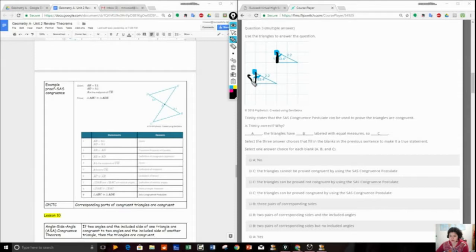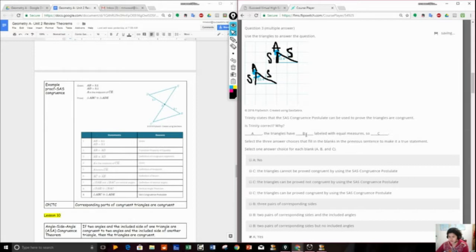So far we have one side, the angle, and one side and the angle. So now we just need to verify the last side. So the other side of this angle, that side length is 2.2, and so the other side of the angle needs to be 2.2, and it is. So we do have a side angle side congruence postulate. So A is going to be yes.